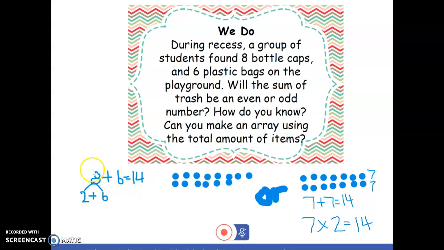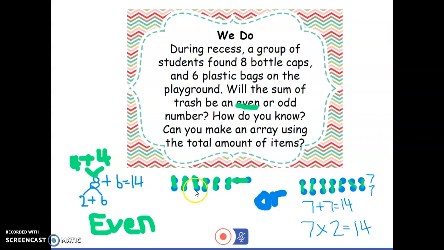Now you could have done this and you could have gone 4 plus 4 and said 6 plus 4 equals 10, plus 4 more equals 14. Either way is fine. Alright guys, you can see that I arranged my dots this way and that way.